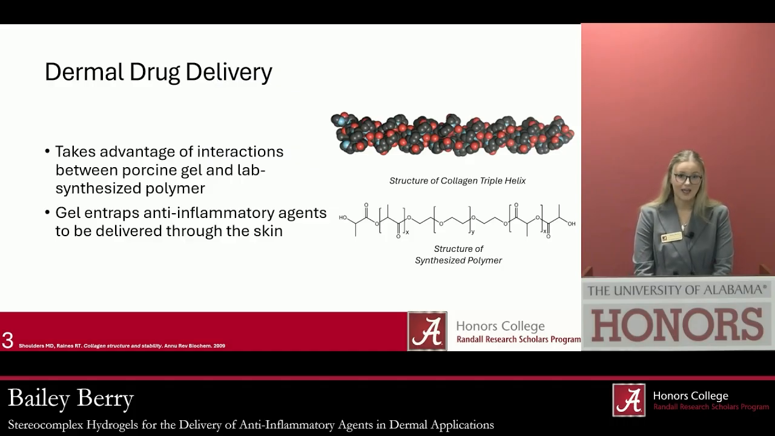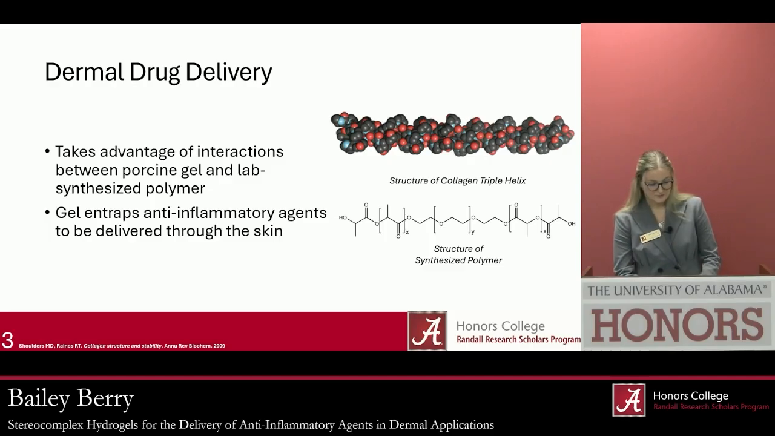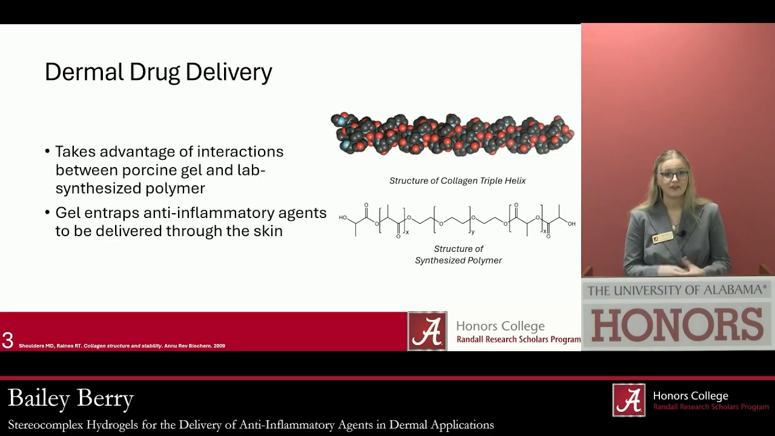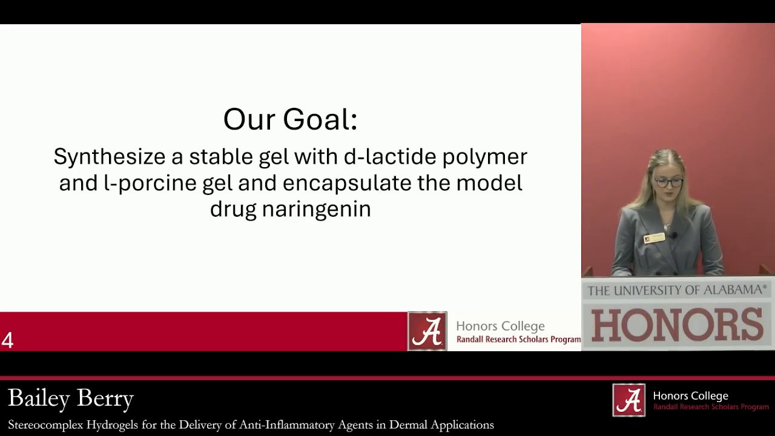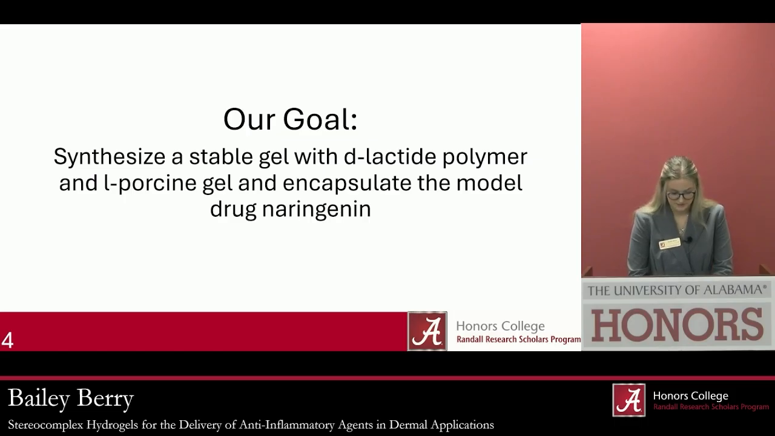Naringenin is an anti-inflammatory antioxidant that is commonly found in citrus fruits, specifically grapefruits. This cage-like structure will create a gel with advanced mechanical properties and will entrap the naringenin within it. So in summary, our goal of this project is to synthesize a stable gel with our synthesized D-lactide polymer and our L-porcine gel to encapsulate our model drug of naringenin.